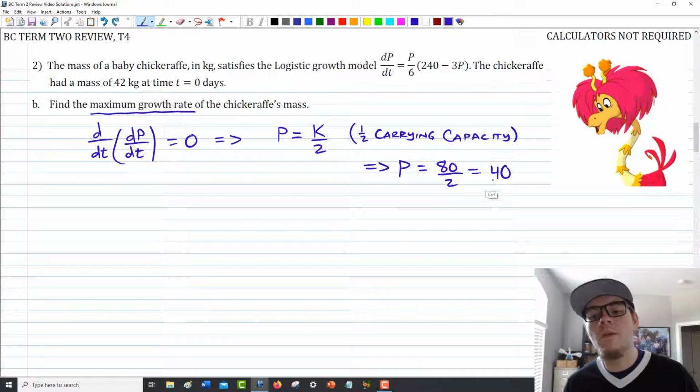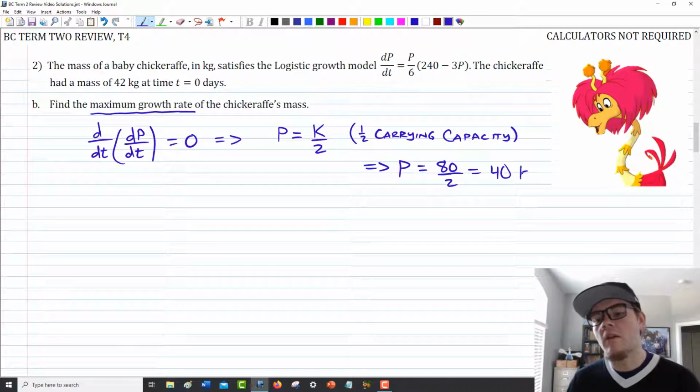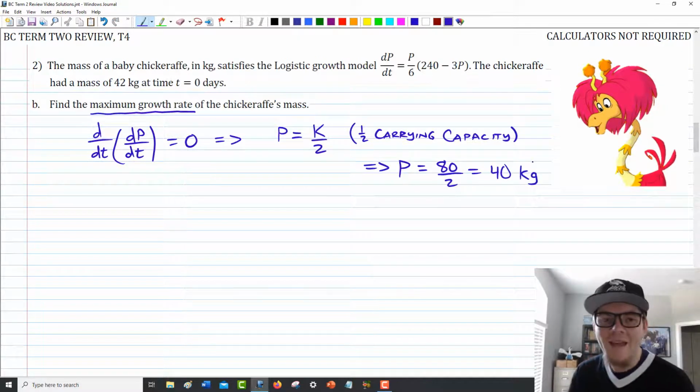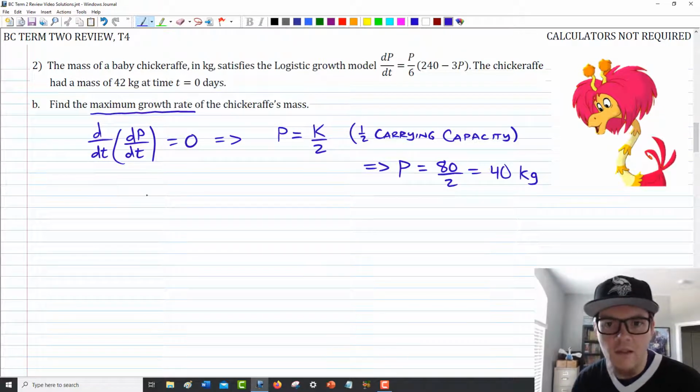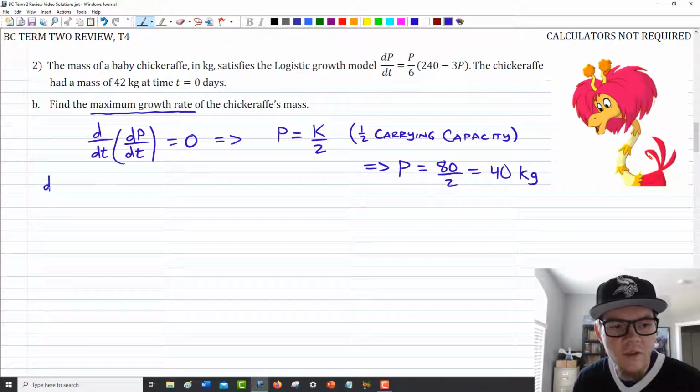Well, shoot, that should be the population, or in this case, I keep saying population, that should be the mass at which the growth rate is the largest. We would use that to figure out the other thing. But let's go try it the long way just in case. This isn't necessarily a fact that always stuck with me.